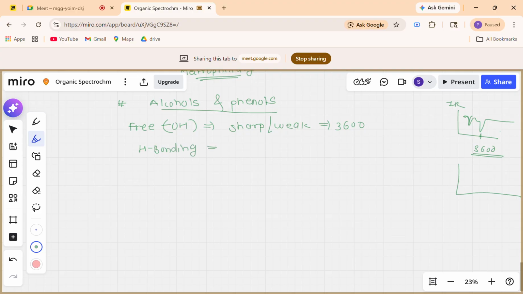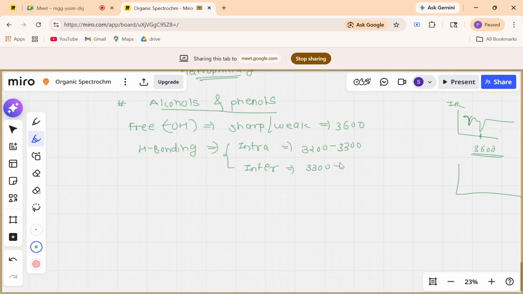So if you are having a free OH which is not undergoing any kind of hydrogen bond, in that case particularly you will get a sharp peak, and the intensity will be weak. Whereas in general, if there is hydrogen bonding present, then you will get, and as we discussed, it can be intramolecular hydrogen bonding or intermolecular hydrogen bonding. So we know that, right?